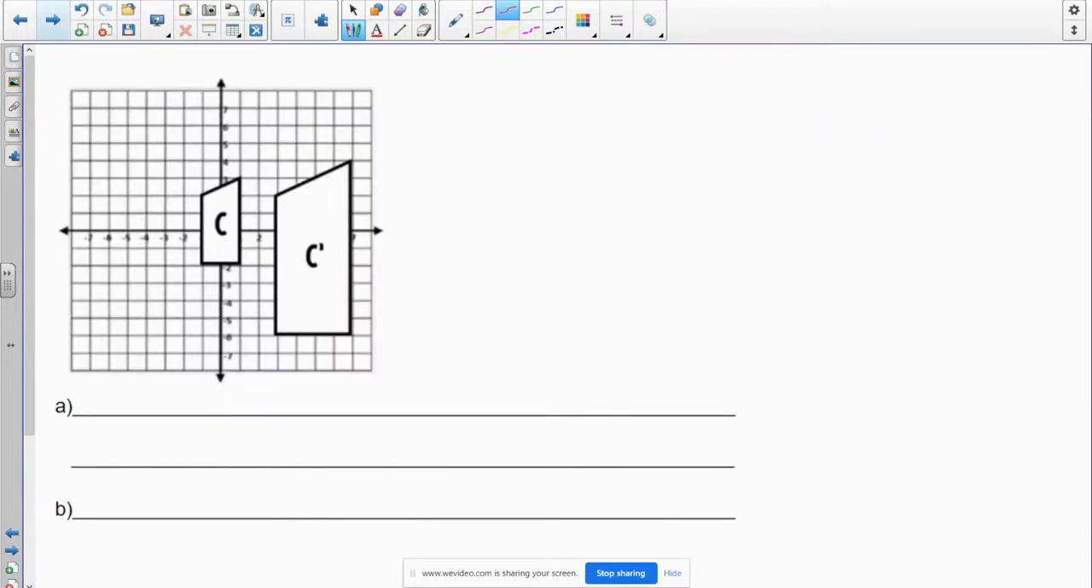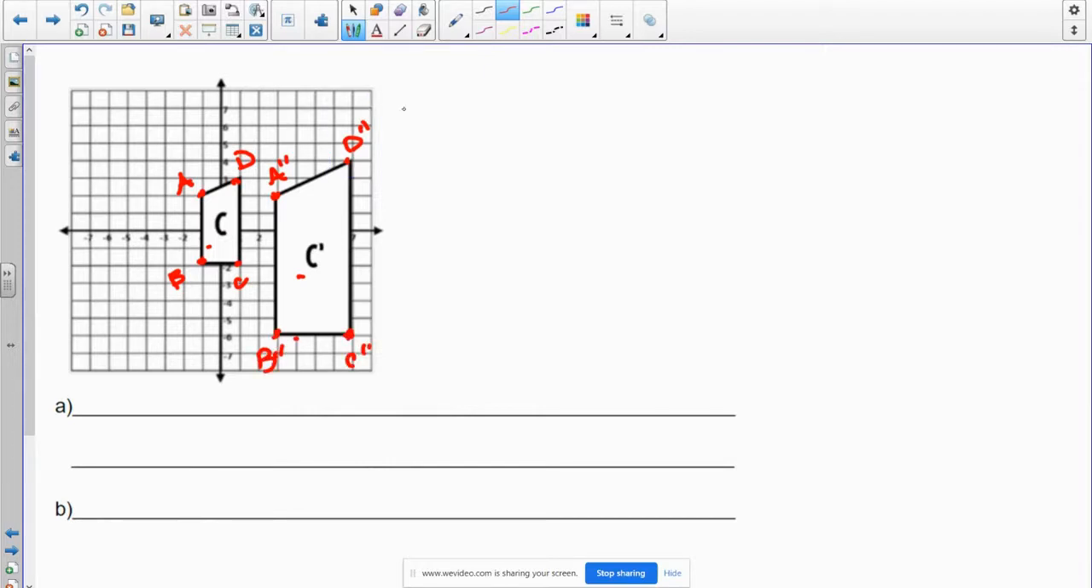Let's look at the last one here. So we have a figure called C. We have a figure called C prime. So this is my pre-image, and this is my image. I like to put points on there. So I'm going to call this A, this one B, this one C, and this one D. You don't have to. I just find it a lot easier to look at. And then I'll do the same thing here, but I'll call these double primes. This will be the second time we move them. So A double prime, D double prime, B double prime down here, and C double prime.